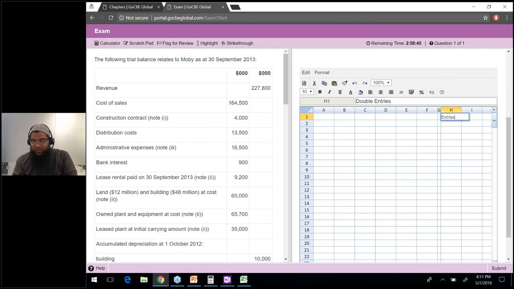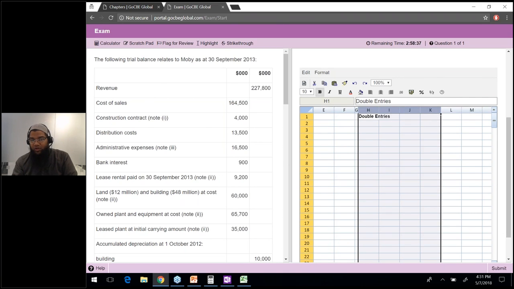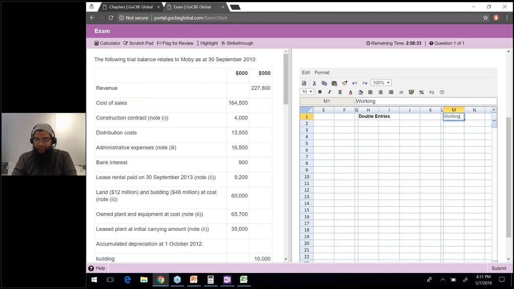Are the double entries useful to you people, or are you finding it difficult? Because it actually makes the control over the answer strong. And accounting is all double entries. So if you are saving yourself from the entries, you can never be a good accountant.